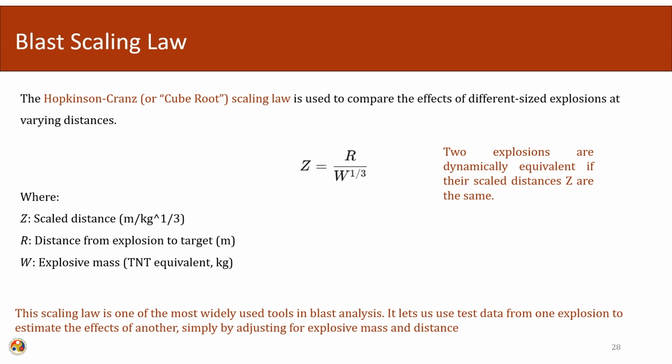This phenomenon we use to scale our total amount of blast. We use something called a scaling factor, Z, where the scaling factor is directly proportional to the distance from the explosive to the target and inversely proportional to the cube root of the total amount of explosive. Two explosives are dynamically equivalent if the scaled distances Z are the same, meaning both of them will give me the same effect in terms of pressure. This scaling law is one of the most widely used tools in blast analysis, and it is also used to characterize different types of explosives. Here also we can equate the amount of kg of TNT and get the TNT equivalent. This is a very crucial phenomenon that we need to remember and incorporate whenever we calculate the net effect of the blast on a given point.